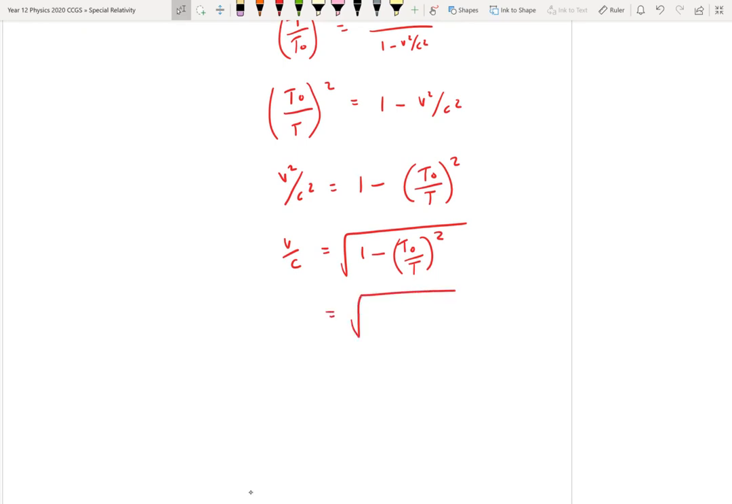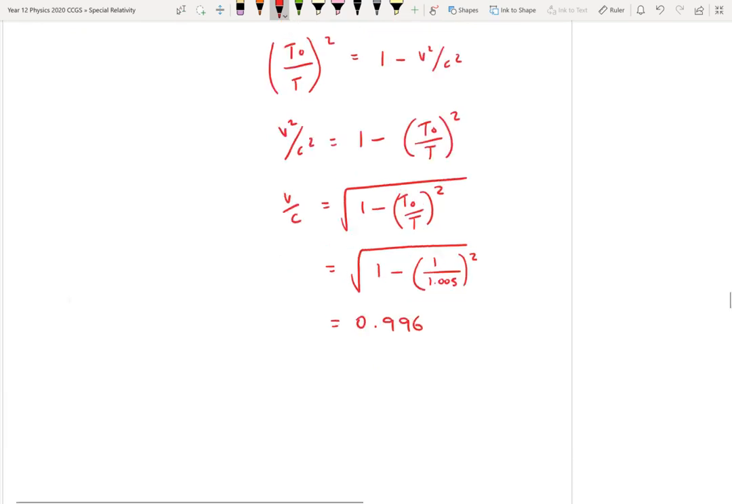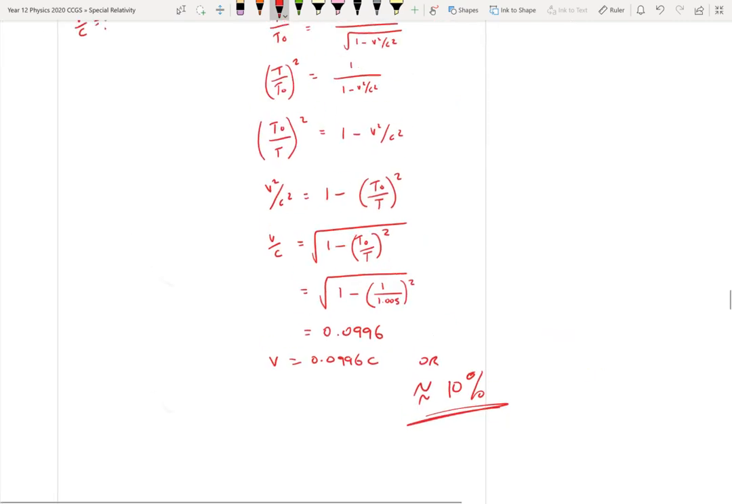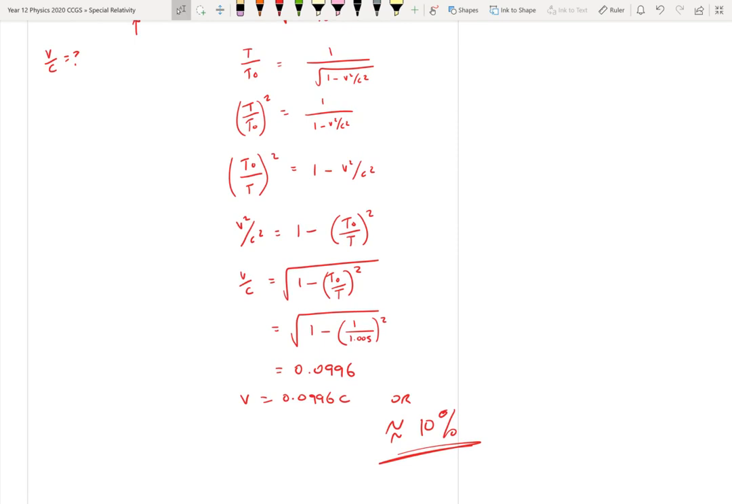I might evaluate it there, and let's see what our v on c equals. So let's go square root of 1 minus 1 on 1.005 all squared. We get 0.996. That is, velocity equals 0.996c, or roughly 10% the speed of light. Okay, so anything faster than that, your observed time now becomes 1.1 seconds. That's significant. So just keep that in mind.